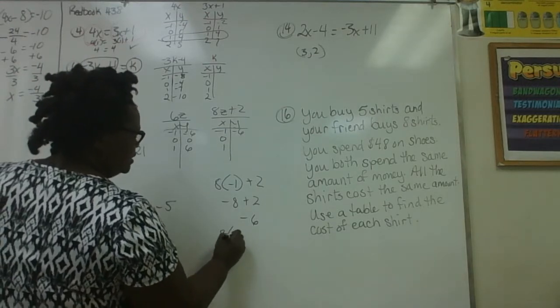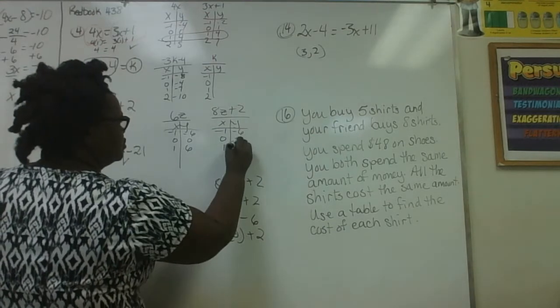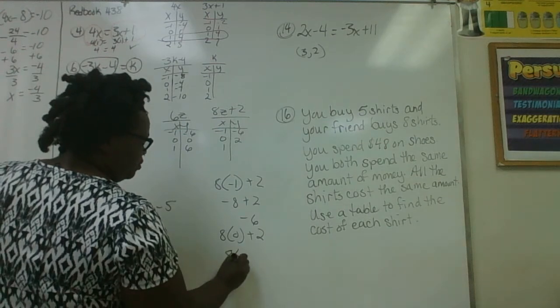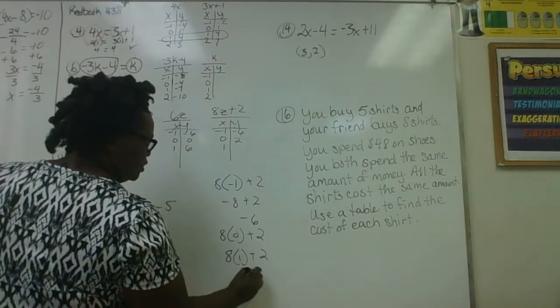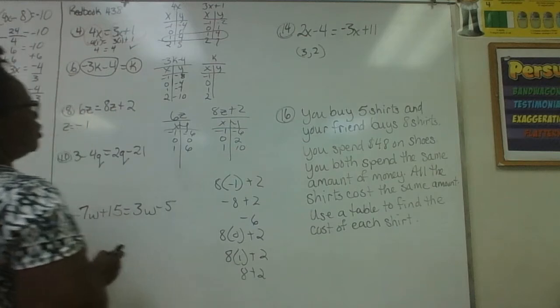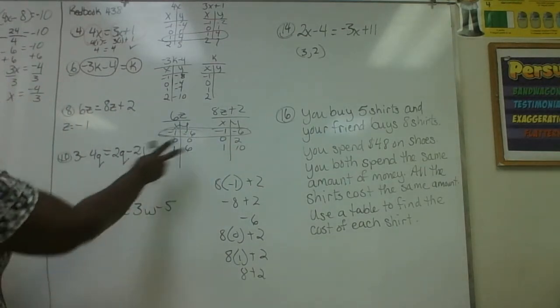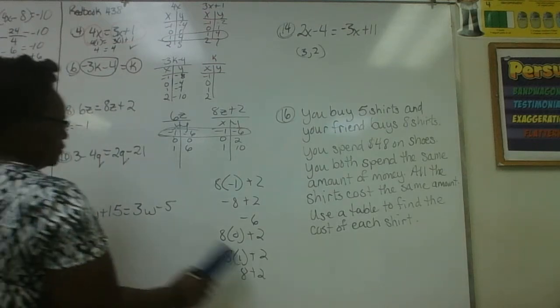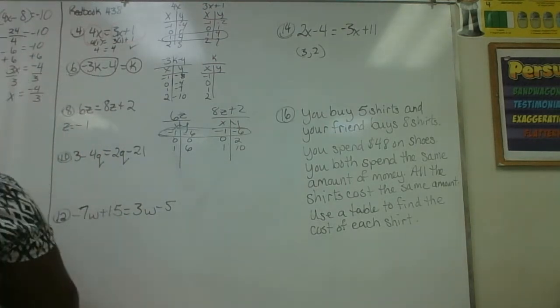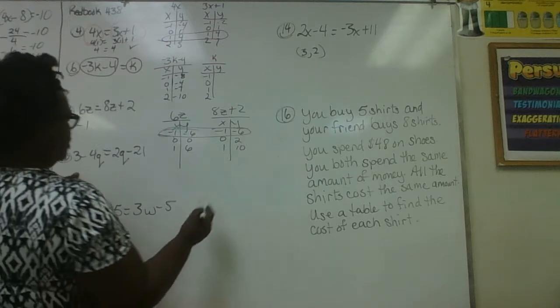If we had 8 times 0 plus 2, we'll have a 2. And then if we have an 8 times 1 plus 2, that is 8 plus 2, we have a 10. So our match is negative 1. Okay? All right, so we did a table and we checked. Okay? All right, let's go ahead and check it with doing our equation.